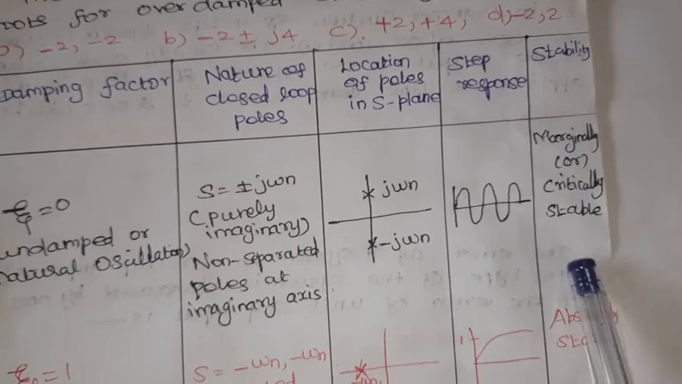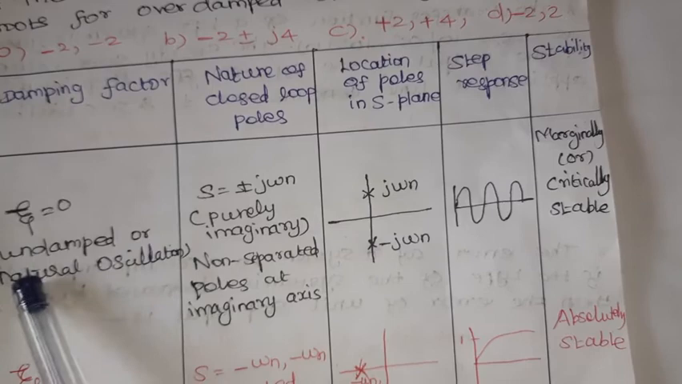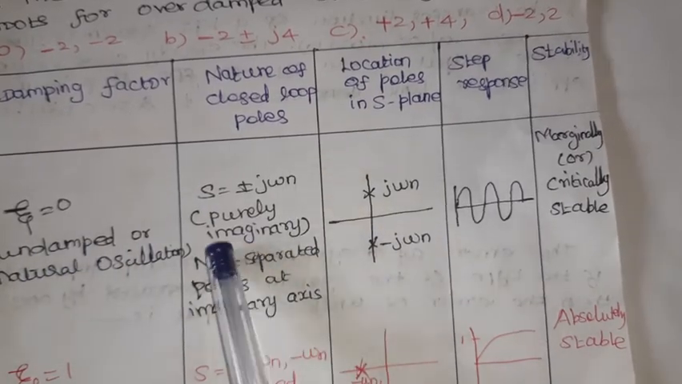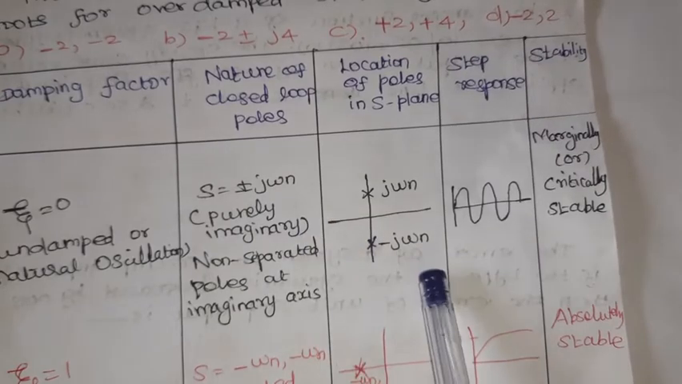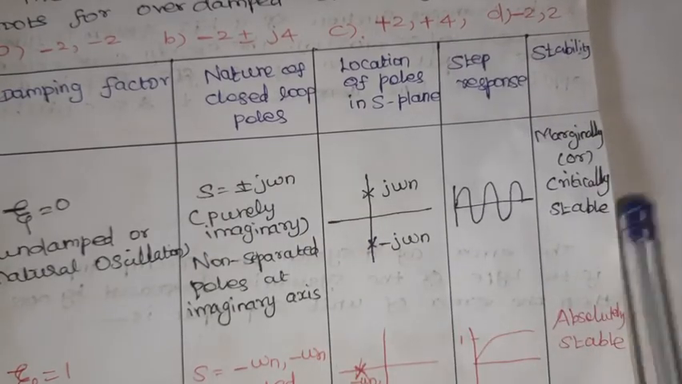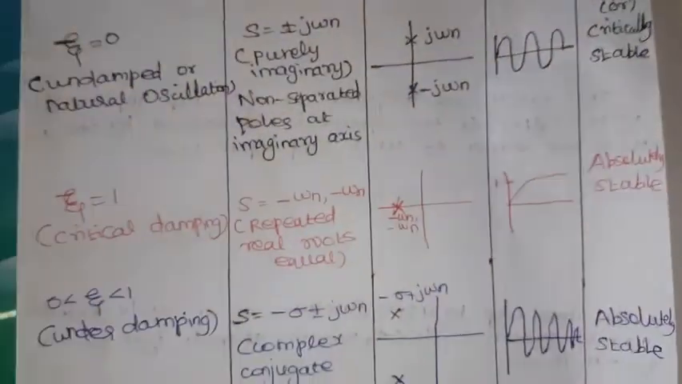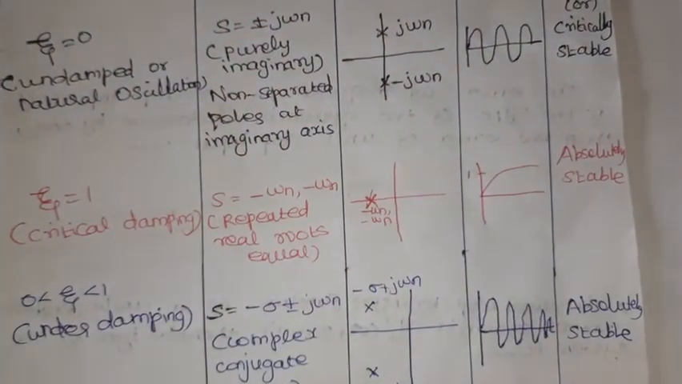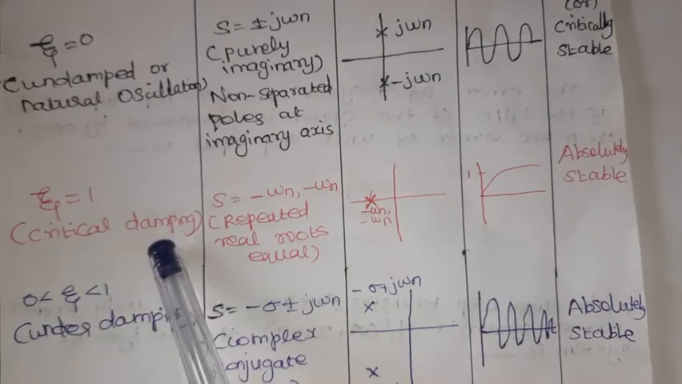Marginally or critically stable. For zeta equal to 0, which is an undamped system, the roots are purely imaginary, S equal to plus or minus j omega n. The stability condition will be marginally or critically stable. Then coming to the next condition, where zeta equal to 1, which represents critical damping.